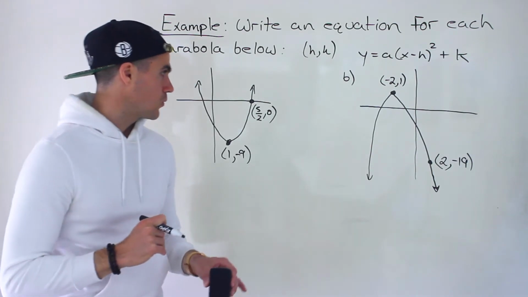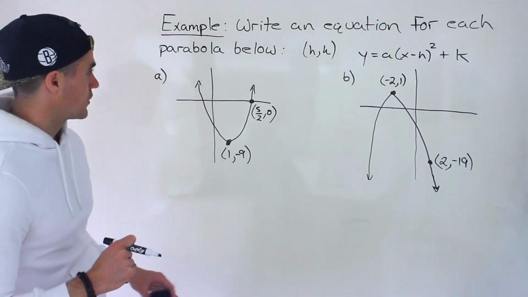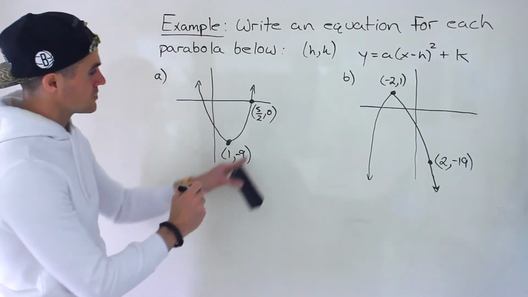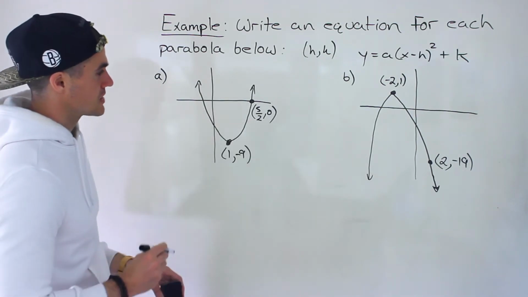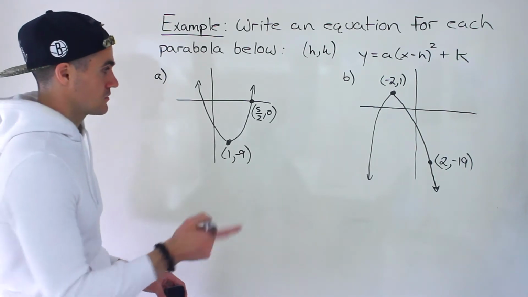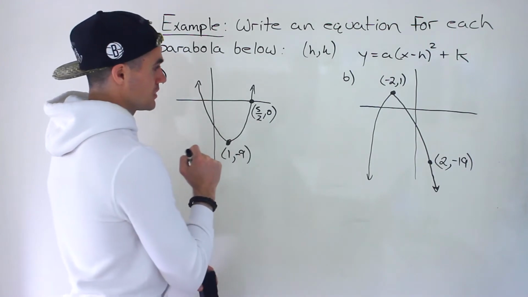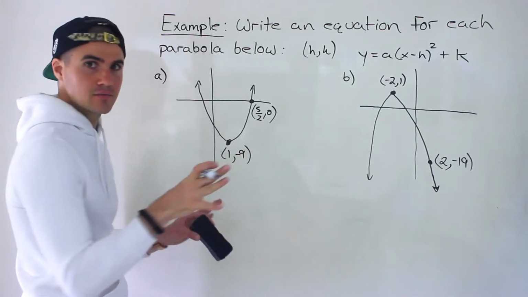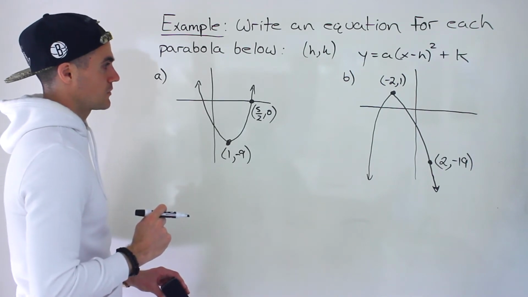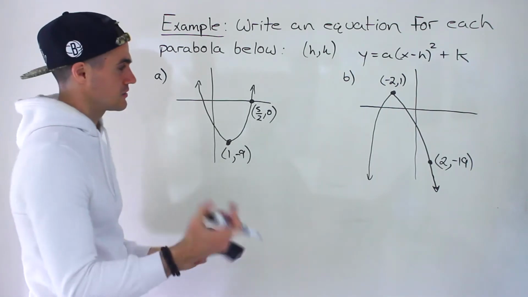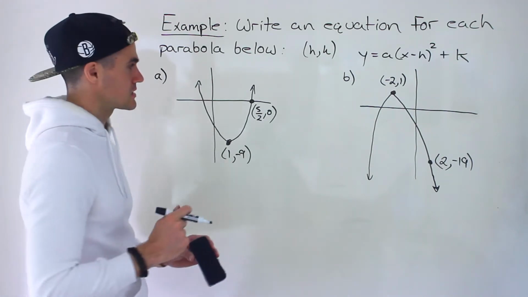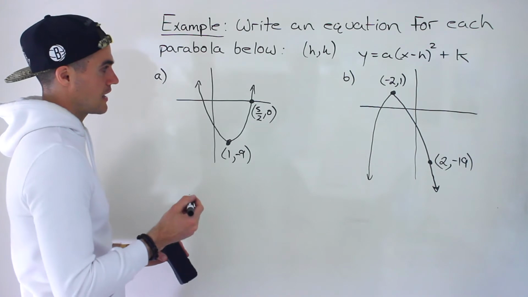So starting with this one over here, notice that we're given a vertex at (1, -9), and then we're also given this point. It's actually an x-intercept at (5/2, 0). So notice that we're actually given a fraction here to work with, and we haven't done that yet and I thought I would include it just in case you run into something like that. The algebra, the process is still going to be the same. It's just going to be a little bit more tedious in terms of the algebra.